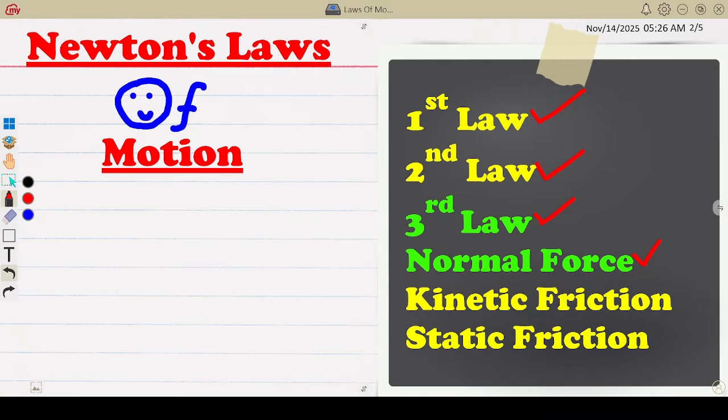So we're almost done with the lesson. We're now going to discuss the other part about the normal force. What should you know about the normal force? And then we'll go to kinetic friction and static friction.